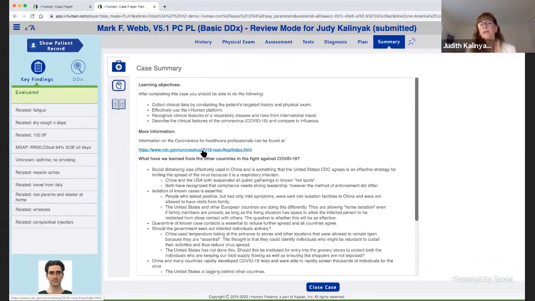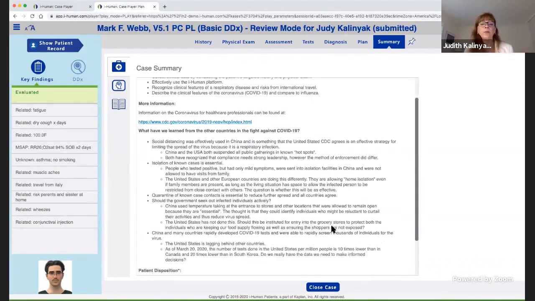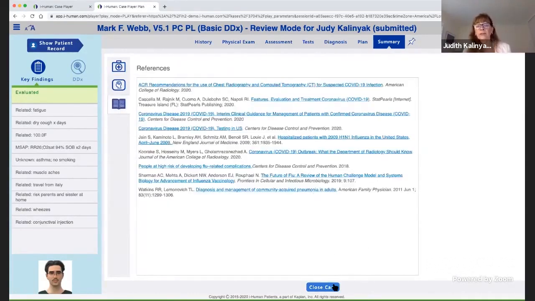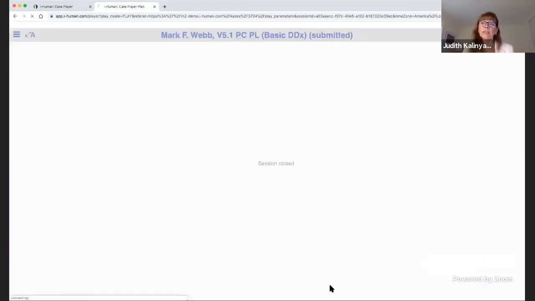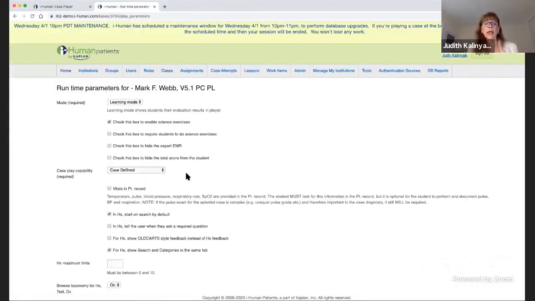We link you out to the CDC. We've put in a little bit of background, a compare and contrast between China and the United States on how we're dealing with things, to further educate you, and additional references. But the cool thing is that when I close the case, I should have seen what I did.